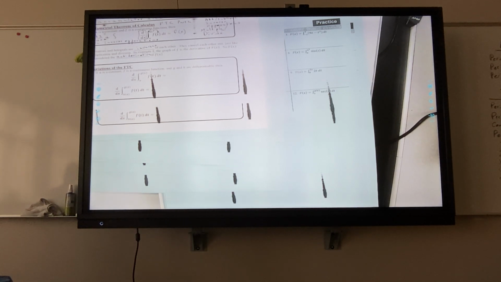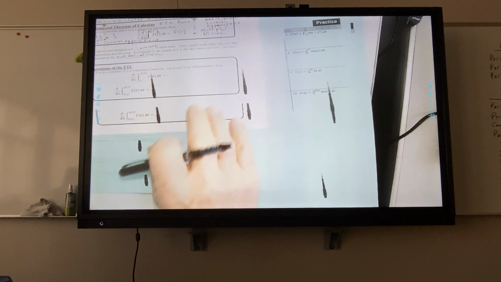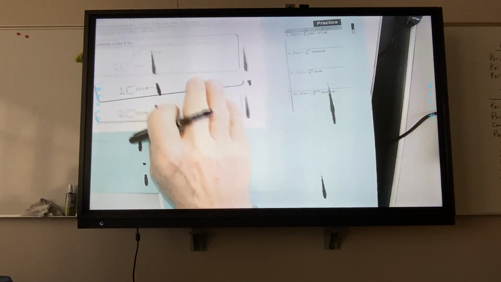So using integrals to find the antiderivative, we will be doing that next week. So you have to come back. Alrighty.